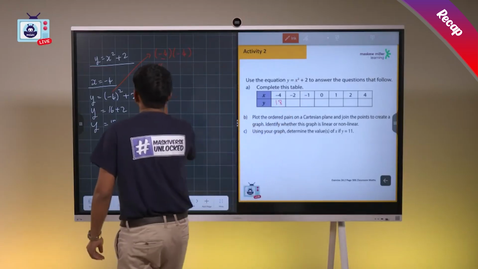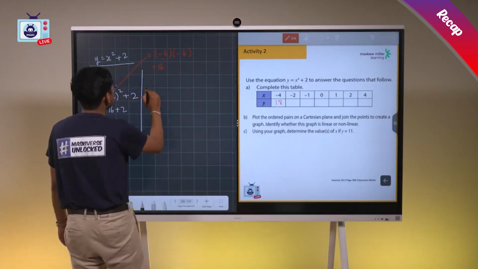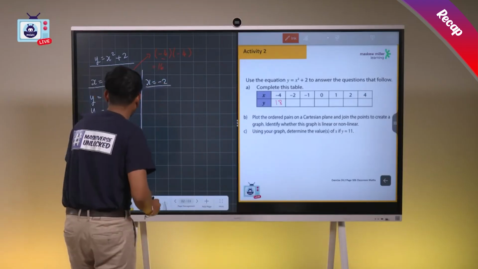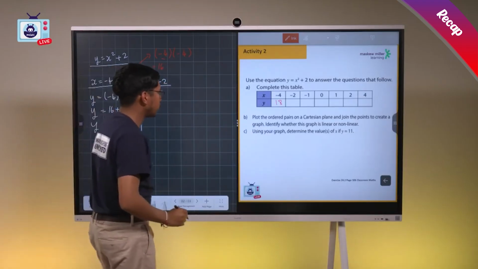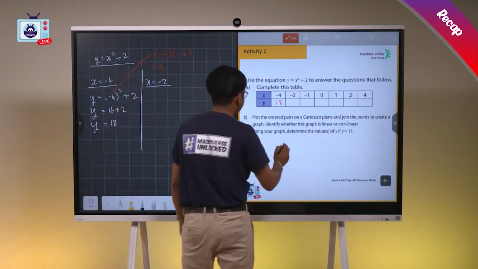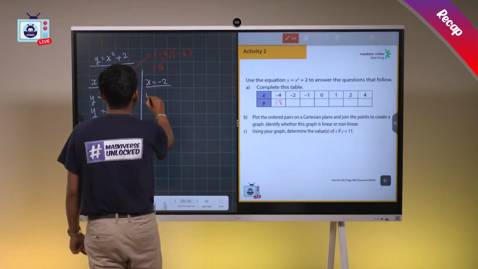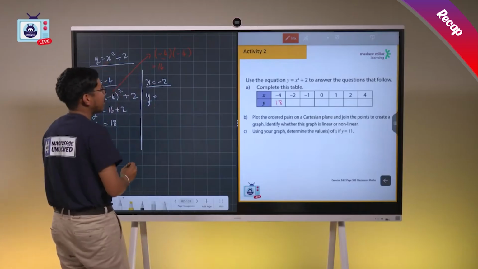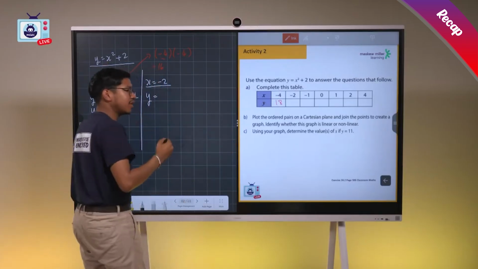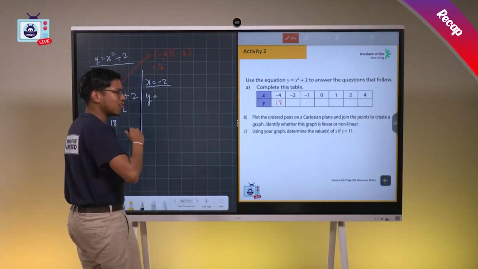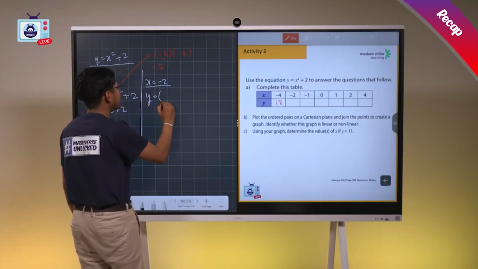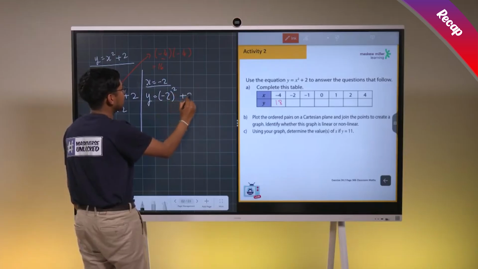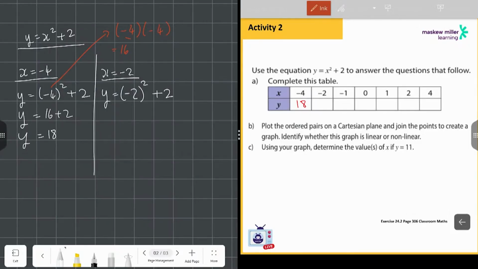All right? Now, next one, where x is -2. So where x is -2, all right, I'm going to substitute. I'm going to say that y is equal to, in place of x, what do I now have? I have -2. I'm dealing with a negative. I'm dealing with a square. To avoid silly errors, I'm going to put it in brackets. There we go. So (-2) squared plus 2.